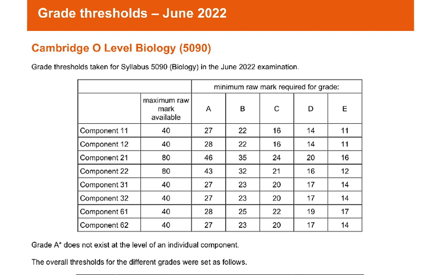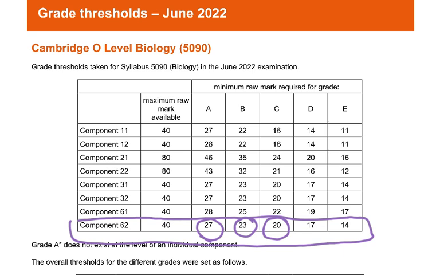As you can see here in paper 6-2, the grade boundary was slightly lesser. It was 27 marks as opposed to 28 marks. And with B grade it was 23 marks. So it was a slightly difficult paper. C was 20 marks and in 6-1 it was 22 marks, 17 marks for D grade and 14 marks for an E grade.